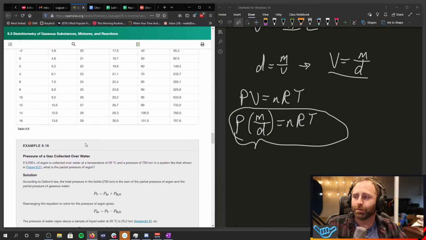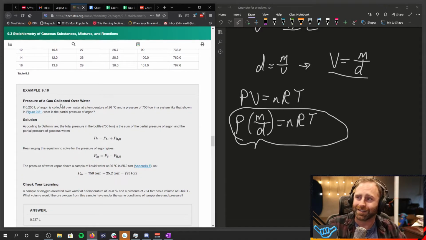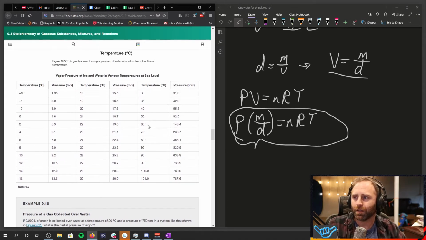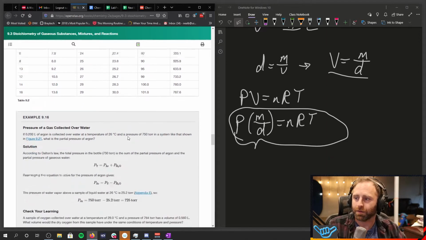So when you have problems like 9.16 here, when it says argon is collected over water at this temperature, and the total pressure of your system, it didn't say total pressure, but it's the total pressure. The pressure of your system is shown in blah, blah, blah. What is the partial pressure of argon? Well, total pressure is pressure of your argon plus partial pressure of your water. Where do you find your partial pressure of your water? A table like this. So you'll have to look this up, or it's going to have to be given to you.